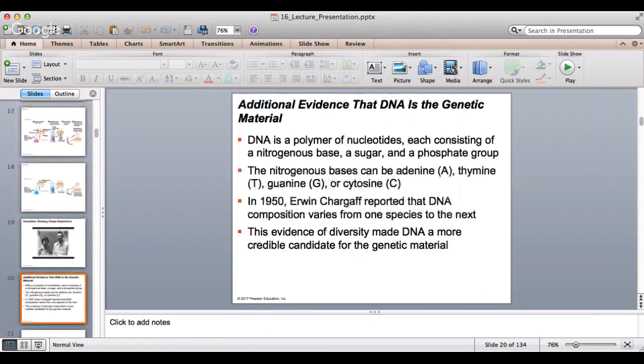But okay, here's the big thing, slide 20. DNA is a polymer, which means many monomers, right? In this case, it's nucleotides. Remember back to chapter 1 in our major macromolecules. Proteins were made of amino acids, carbs were made of sugars. You had nucleic acids that were made of nucleotides. Remember, form equals function. Every nucleotide has the same form: a nitrogenous base, a sugar, and a phosphate group.